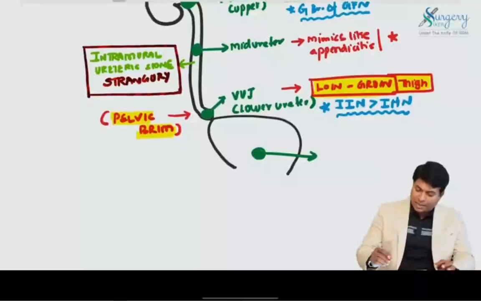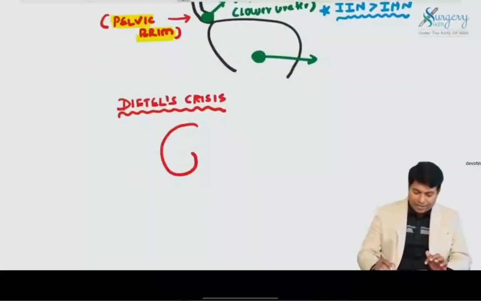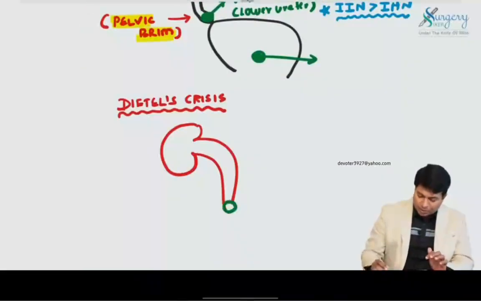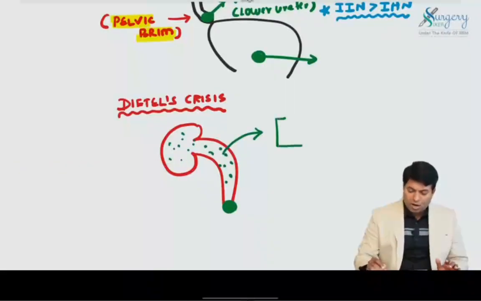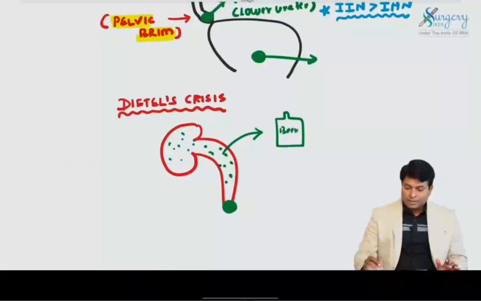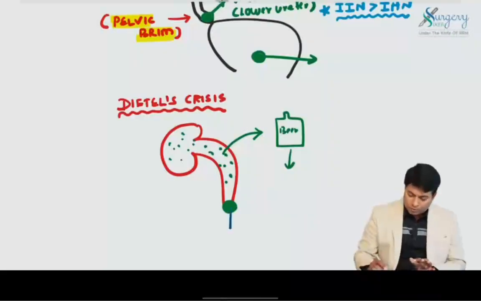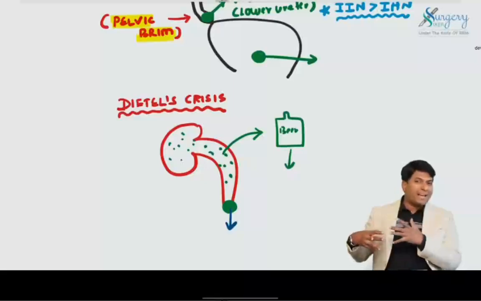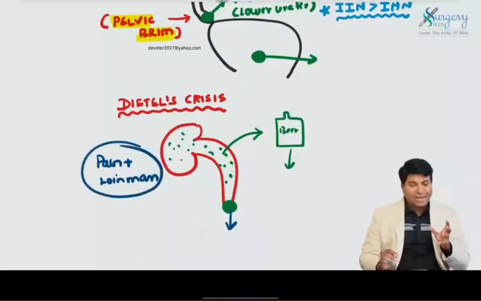Another interesting clinical feature is Dietl's crisis. What is Dietl's crisis in kidney stones? It is a condition in which the stone obstructs the ureter like this, and that kidney goes into hydronephrosis. The patient now takes a bottle of beer or alcohol. Alcohol is a diuretic, so the stone is pushed out. Initially the patient will present to you with pain and a loin mass.